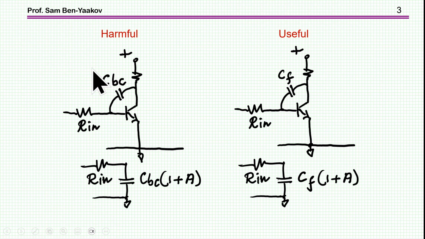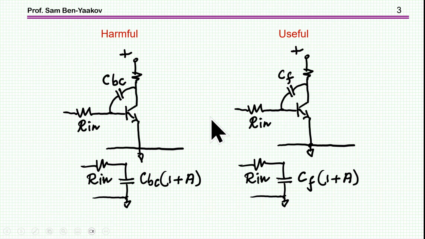Now the Miller capacitance effect could be harmful and it could be useful. It is harmful if we consider, for example, a BJT transistor amplifier with an internal capacitance between the base and collector. Due to the Miller effect, we see here a larger capacitance, depending on the gain, of course. Consequently, we are limiting the bandwidth. It's a low-pass filter, and the breakpoint will now be at a lower frequency because the capacitance is much higher. So this is limiting the bandwidth of the amplifier.